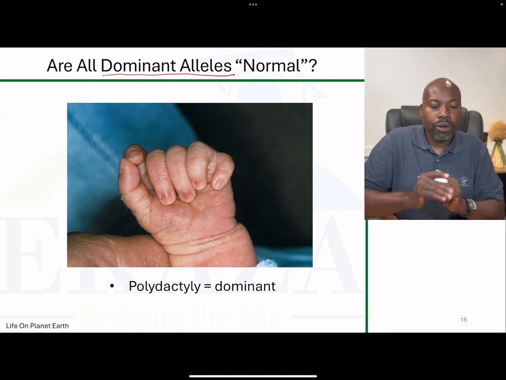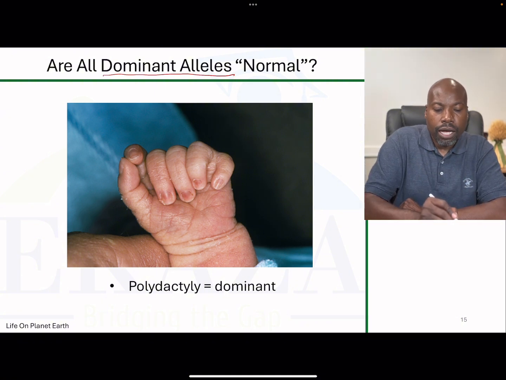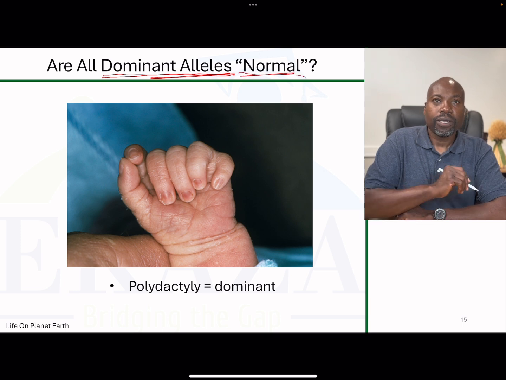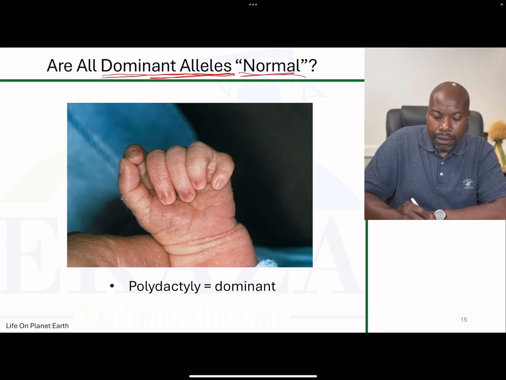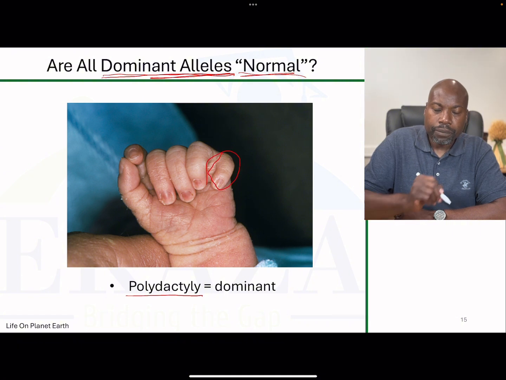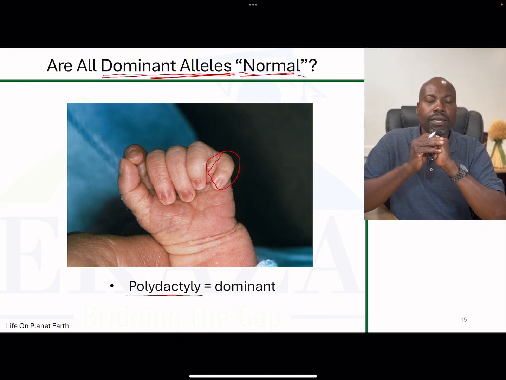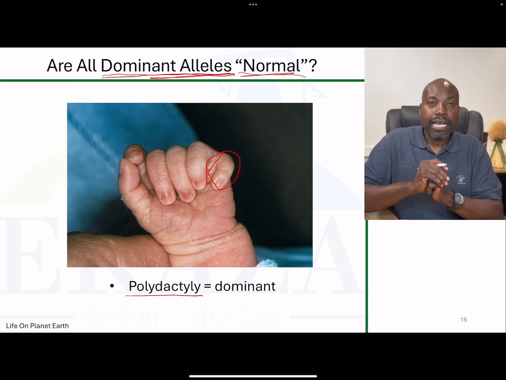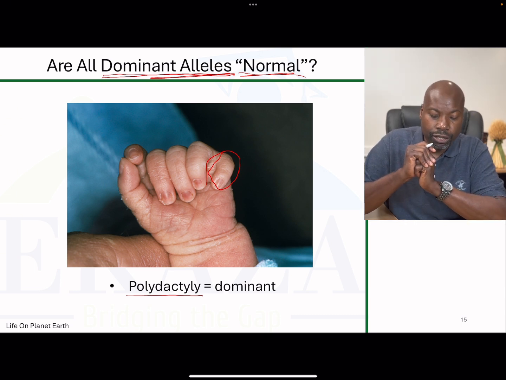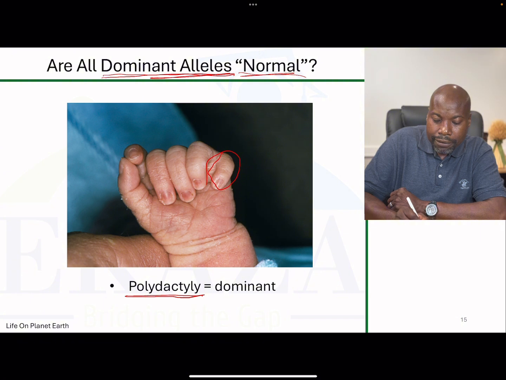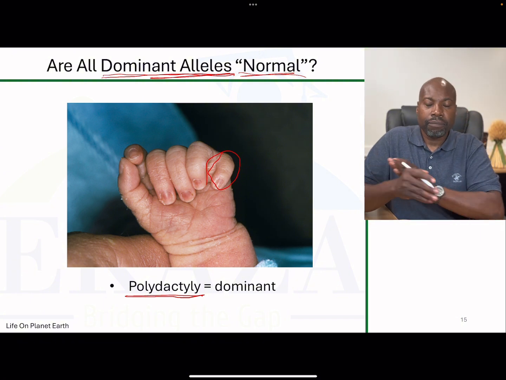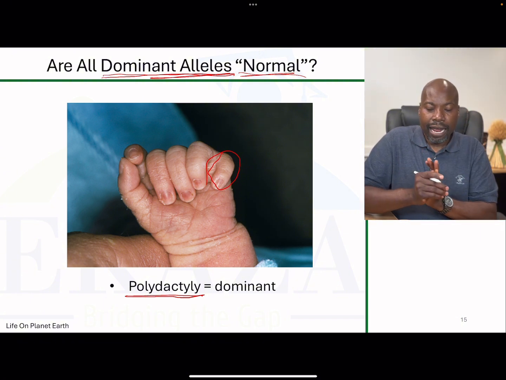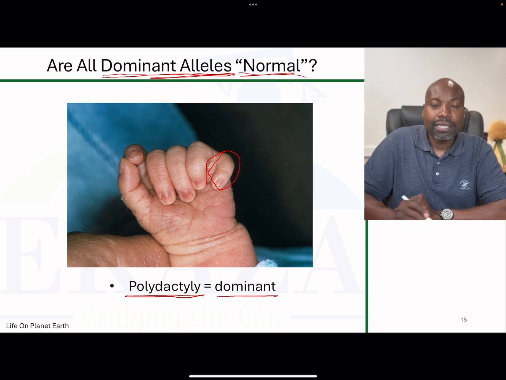But remember that not all dominant alleles are normal. An example is polydactyly, which is an extra finger in the hands or in the toes or both, right? It is actually a dominant feature. So polydactyly means several fingers, right? It's a dominant feature.